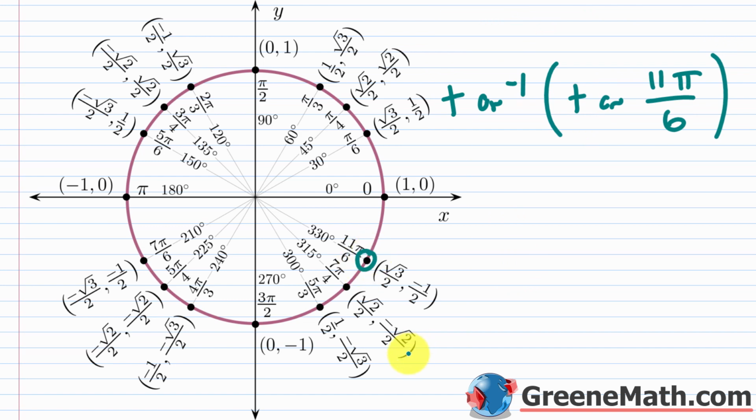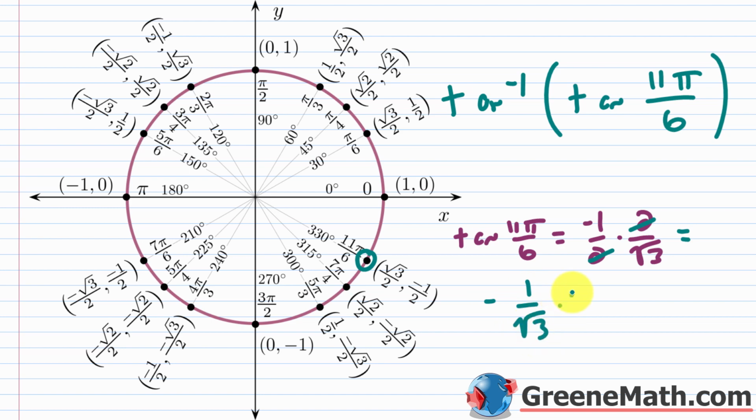A lot of you know that's negative square root of 3 over 3. But again, if you don't know that, you can still use the values from the unit circle to get it. What is the tangent of 11 pi over 6? Well, that's the sine of 11 pi over 6, which is negative 1/2, divided by the cosine of 11 pi over 6, which is square root of 3 over 2. So you'd multiply by the reciprocal of that, so times 2 over the square root of 3. These 2's would cancel, and you get negative 1 over the square root of 3. I'd multiply by the square root of 3 over the square root of 3 to rationalize the denominator. So I get negative square root of 3 over 3.